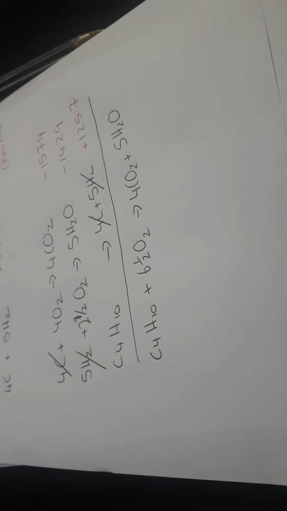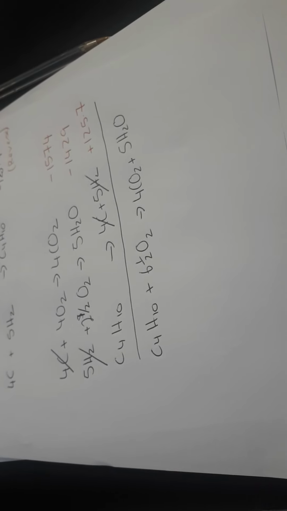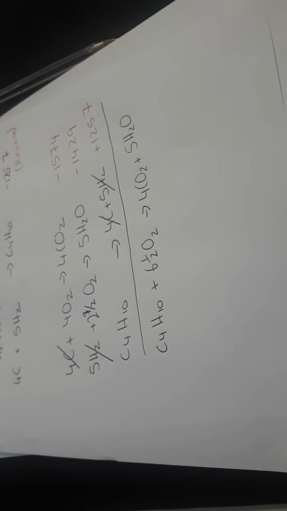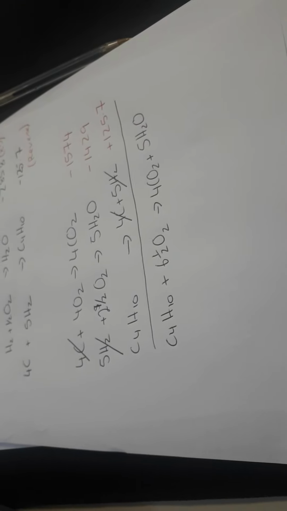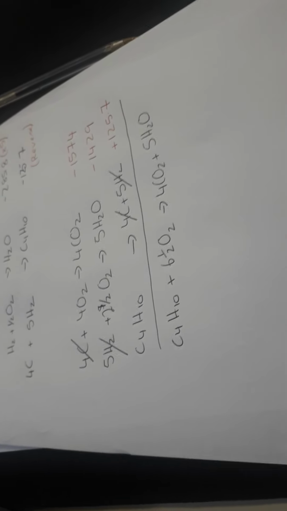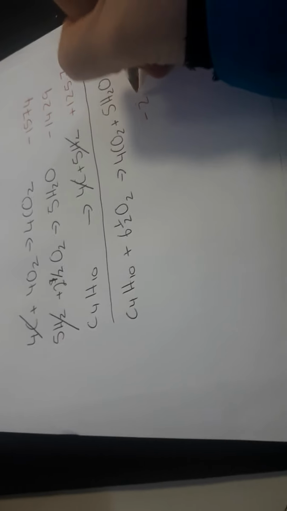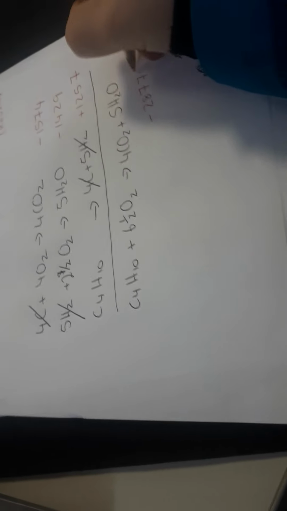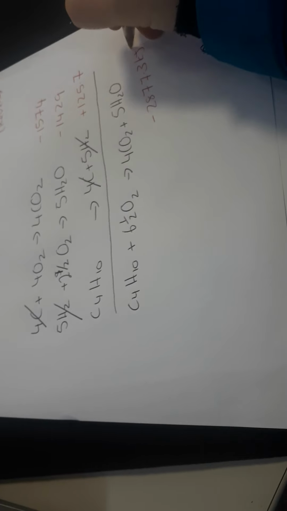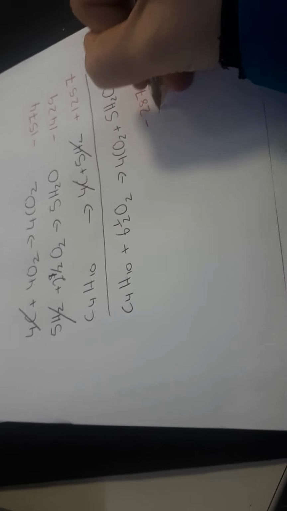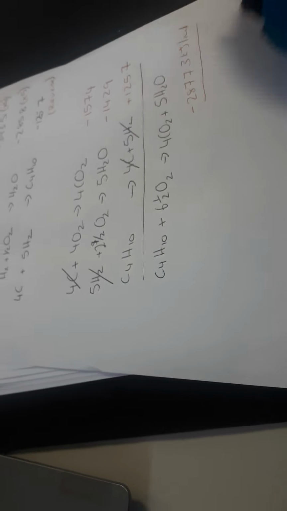So I have 125.7 minus 1429 minus 1574. And that gives me an answer there of minus 2877.3 kilojoules per mole. And that is your answer.